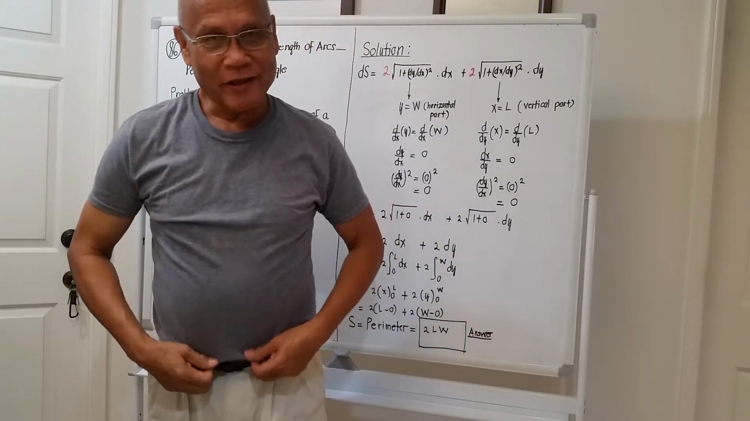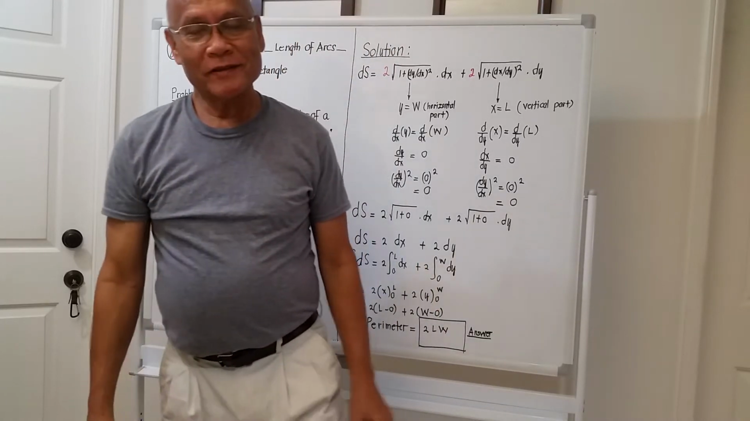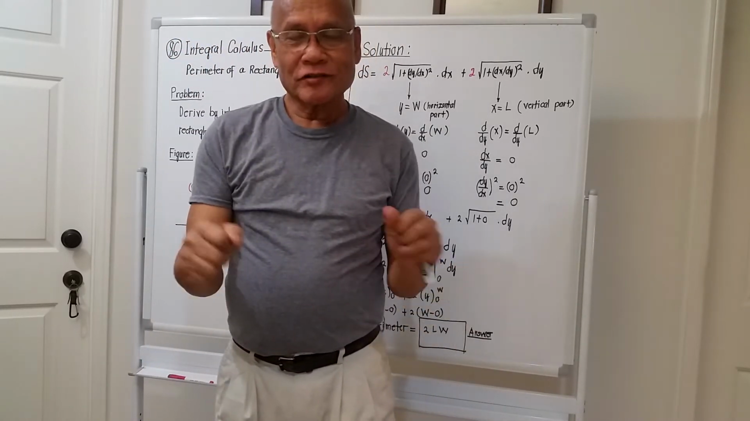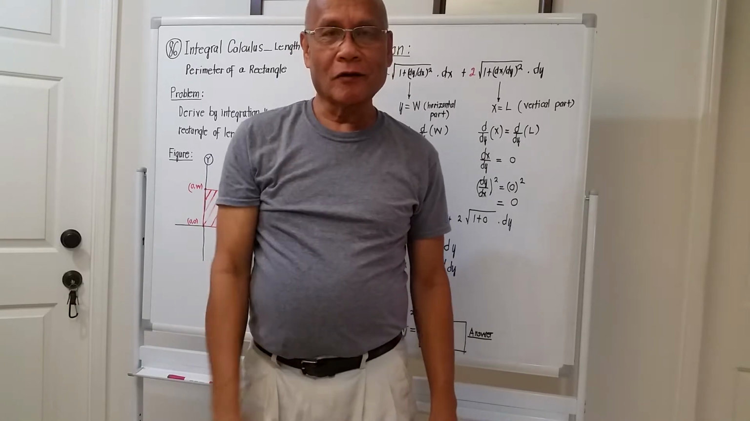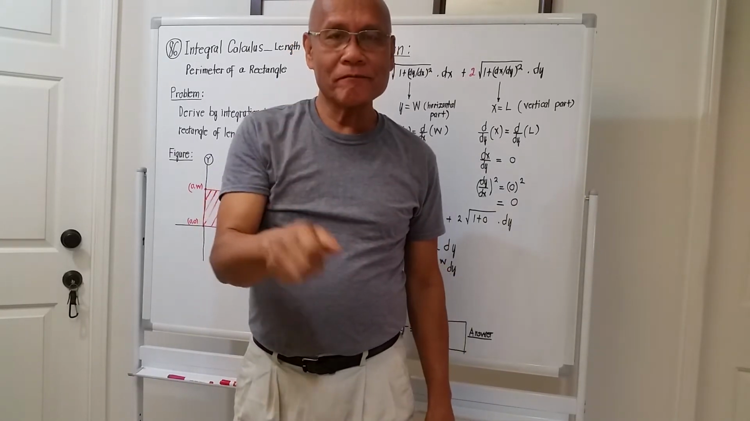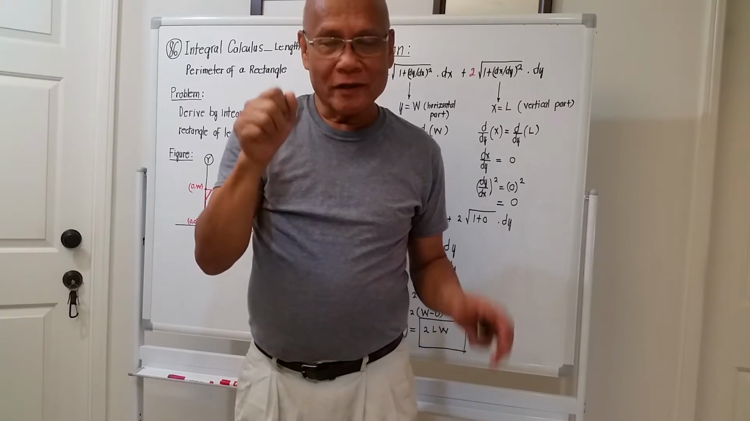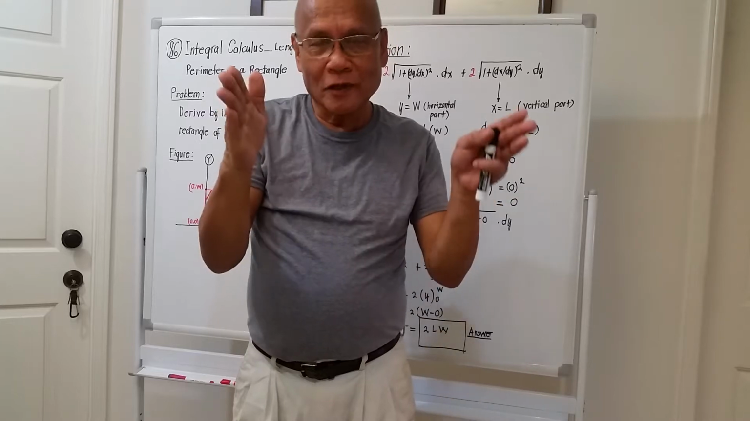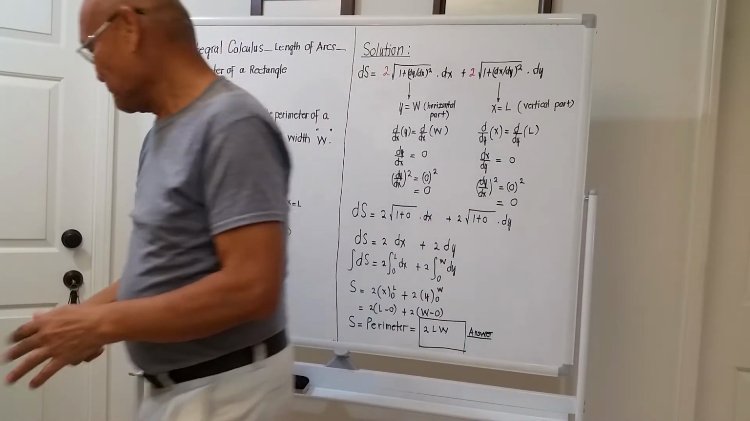Okay, my topic this afternoon will be a very interesting topic. It's the perimeter of a rectangle. We will derive by integration the perimeter of a rectangle as a function of the length and the width. Okay, let's proceed, guys.